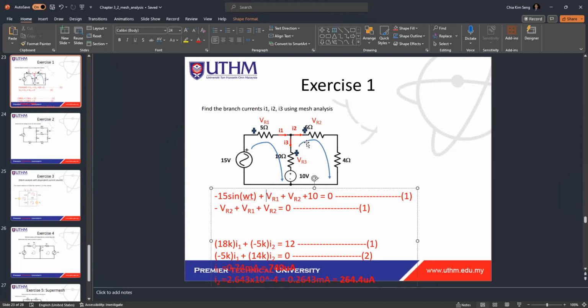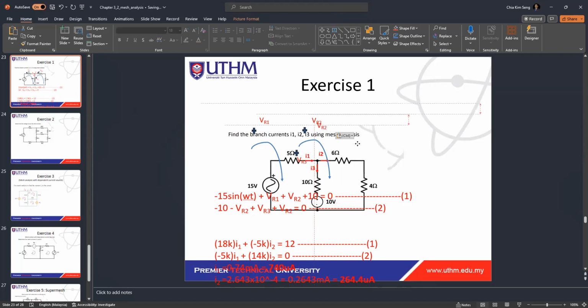Now we continue with equation 2. Start with minus 10, and then minus again VR2, and then after that plus VR3, and then actually we had another V here. I almost missed that.